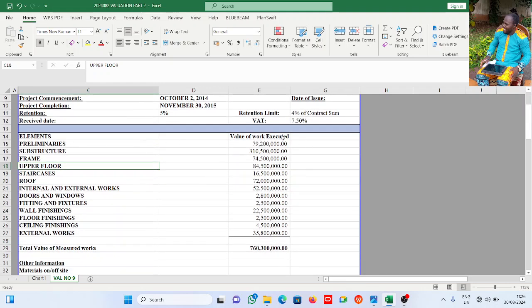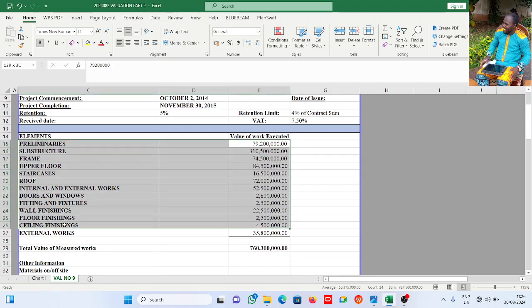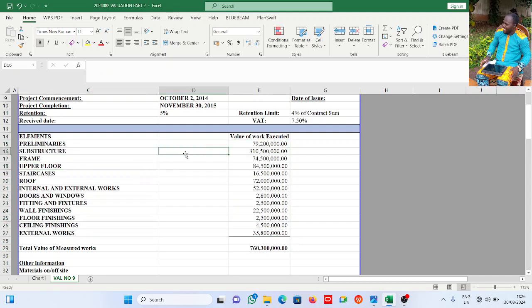Now you see the elements and the value of work. This is also in the question. In the previous video, what we saw was they were given in percentages: substructure 100%, frame maybe 50% has been done. But in this case, this is a different scenario. We are given everything that has been executed to date, not in percentage now, but what has been executed.